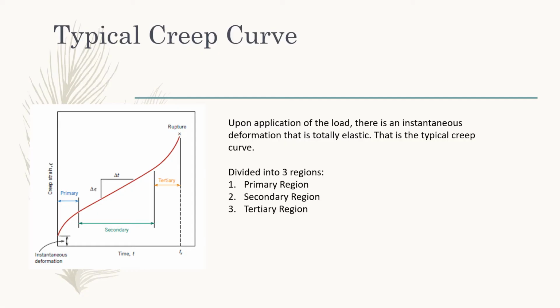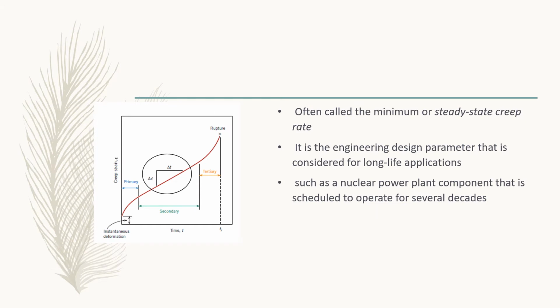And this is the typical curve that I've told you about. As we can see here, this is the primary region, and then this is the secondary, and then this is the tertiary. Here I explain the steady state creep rate, which is the secondary region. It is the engineering design parameter that is considered for long-time applications, such as a nuclear power plant component that is scheduled to operate for several decades.